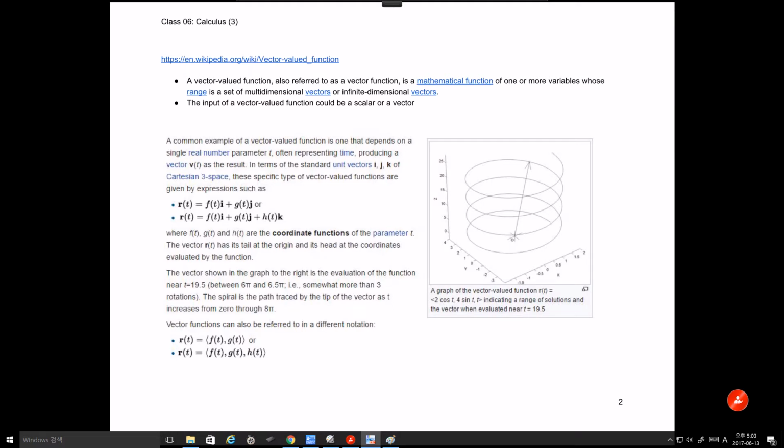Now, a vector function can also be referred to in a different notation. So we write this one as this one, and we write this one as this one. So r(t) is the vector (f(t), g(t)). Second, r(t) is the vector (f(t), g(t), h(t)). It is a vector-valued function.